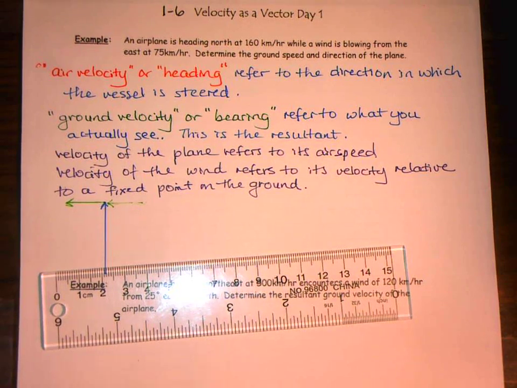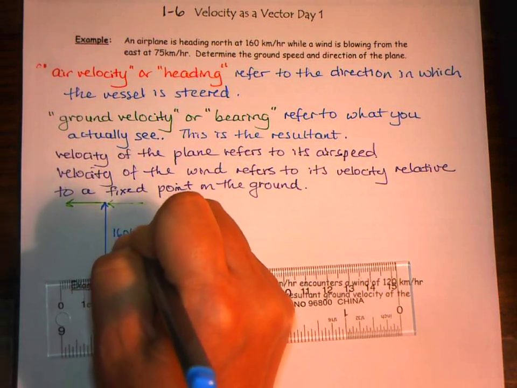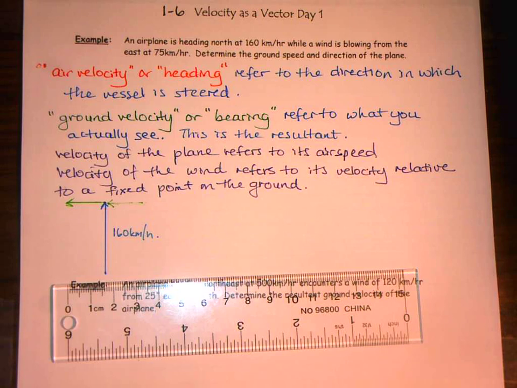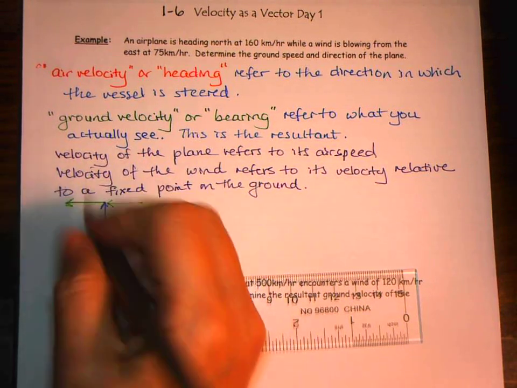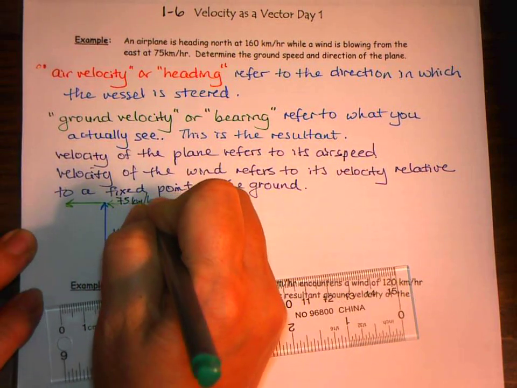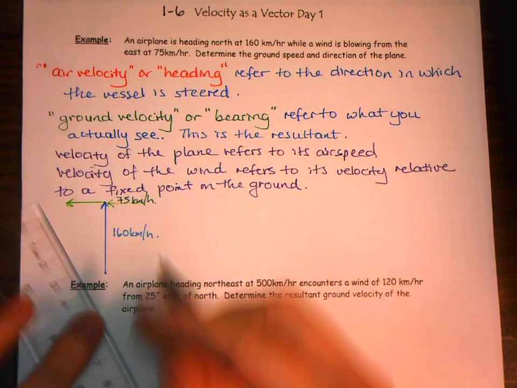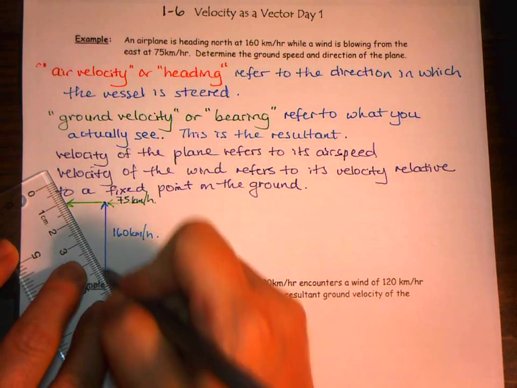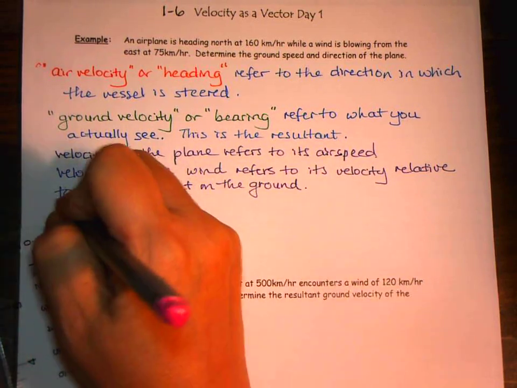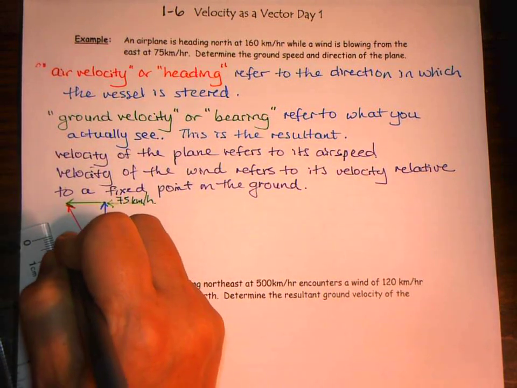So this one was 160 kilometers per hour. The green one was 75 kilometers per hour. I'm going to write it over here. And our resultant goes from here to here. Remember, that's what's actually happening to the plane. And we're going to label this R for resultant.